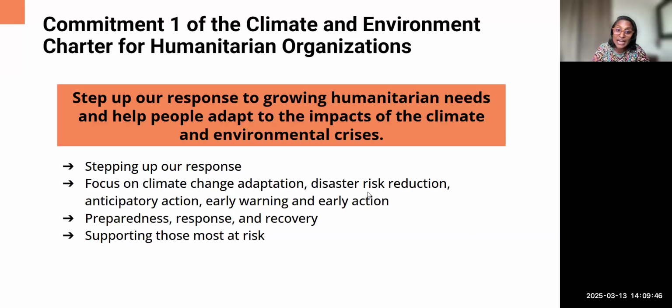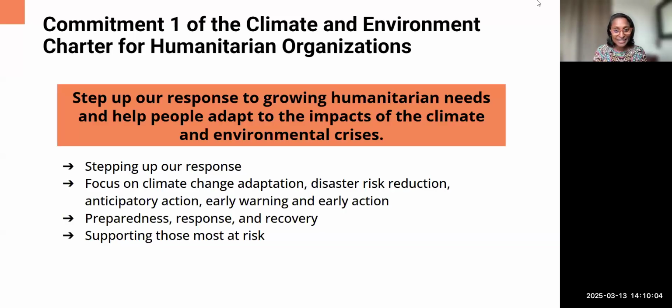And we'll share some of the challenges faced by Charter signatories in accessing funding for Commitment 1, and also identify opportunities for climate, environment, and DRR mainstreaming and funding. And last but not least, we will share how we take this forward for future global platforms.